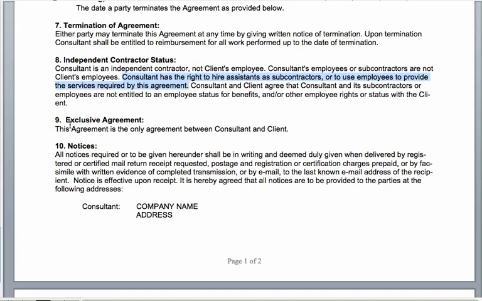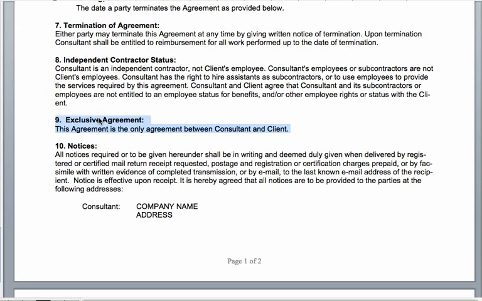Now, let's see here. Exclusive agreement. What this addresses is that this agreement, this consulting agreement, is the only agreement between you and the client. This is important to note in the consulting agreement because otherwise the client could claim that you had some other agreement with them that was in conflict with this or superseded this, whether it be oral or in writing.